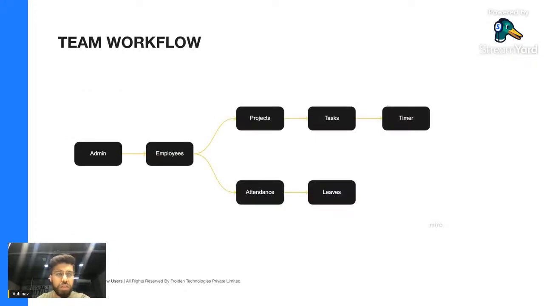So starting with the workflow. This one is the team workflow, like it is the company workflow. So the workflow is like there is going to be one admin, which you can also say is the owner of the application or the company. The admin will have multiple employees. Each employee can be assigned projects, and in projects there can be multiple tasks, and employees can run timers for those tasks. Okay, simple enough.